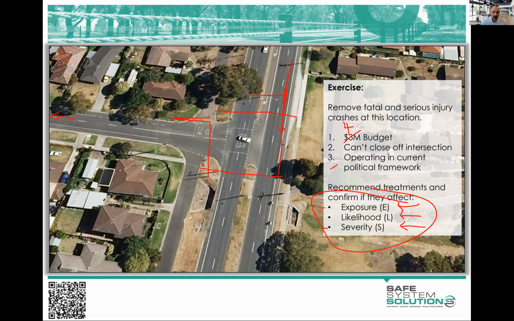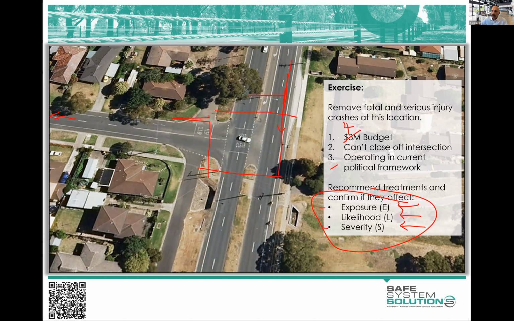Okay, we might get slight alterations in volume when you do a little bit of modeling, and some people might use this intersection instead of others, but that's going to be some minor changes. The exposure is going to be the same because the same number of vehicles are going through this location. So it's just a reduction in the likelihood. And so some of you are onto that quite well.